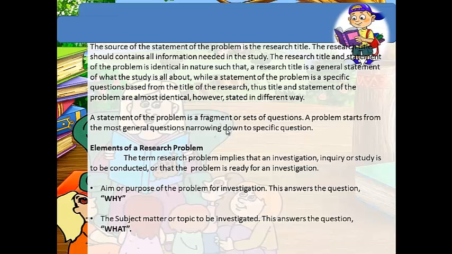Now there are elements of a research problem which need to be considered. The term research problem implies that an investigation, inquiry, or study is to be conducted, or that the problem is ready for investigation. The first element of a research problem is the aim or purpose of the investigation. This answers the question why. The subject matter or topic to be investigated. This answers the question what.